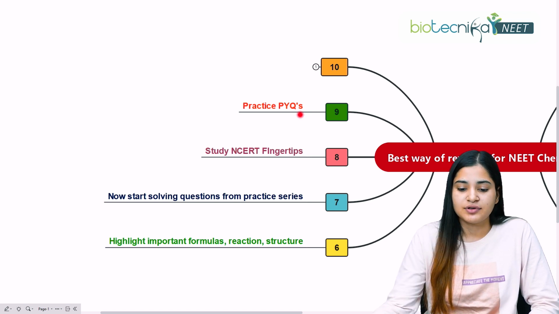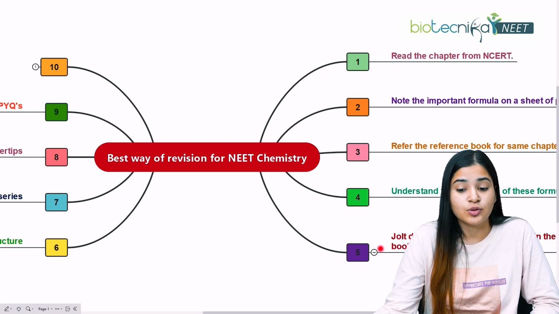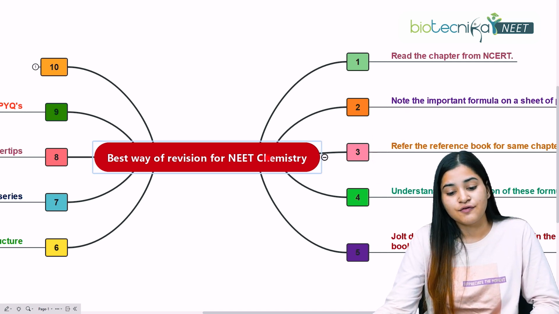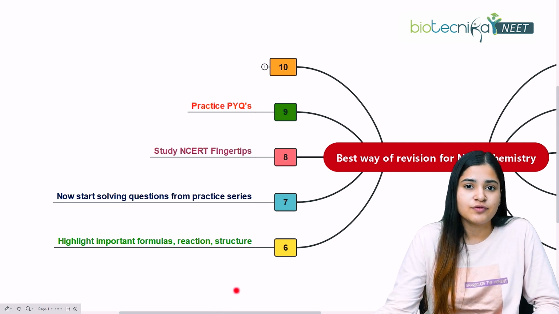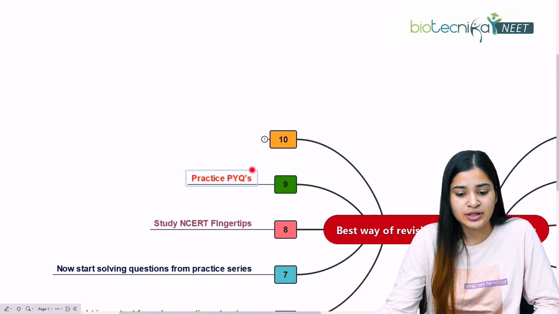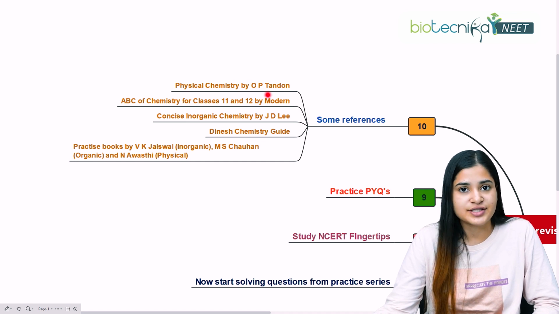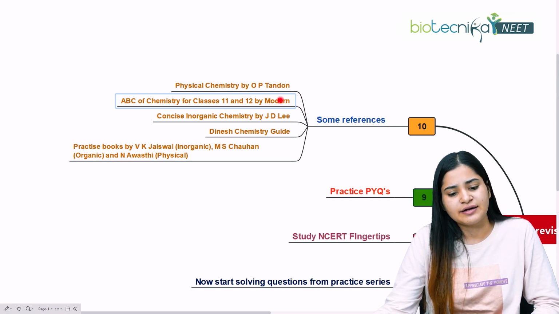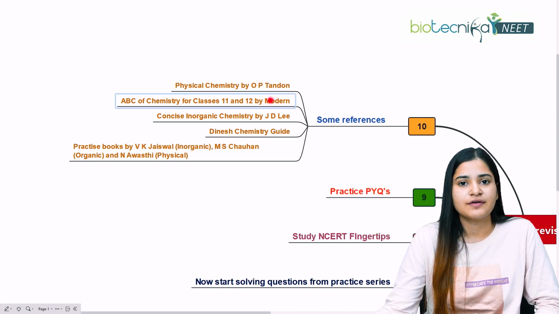Now, since I have taught many of the points, and we talked a lot about how to revise for NEET chemistry, it's important for you to know about some books also, which will be helpful for your reference as well as revision. And the books I'm mentioning here are: first, Physical Chemistry by O.P. Tandon. ABC of Chemistry for Class 11-12 by Modern. This is a basic reference book you can refer to. It will be quite tough initially, but later you can refer to some concepts.